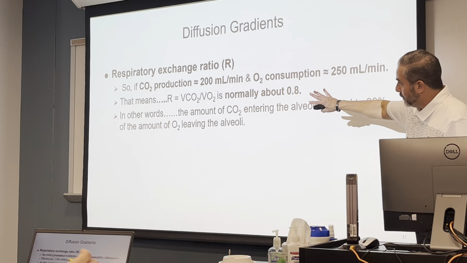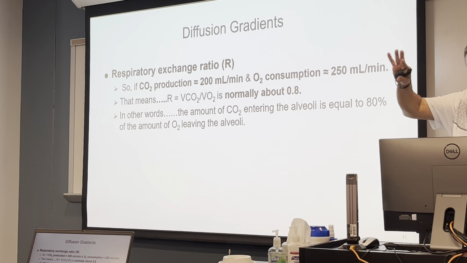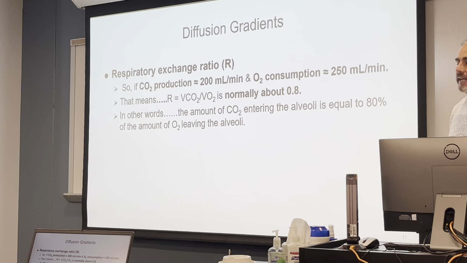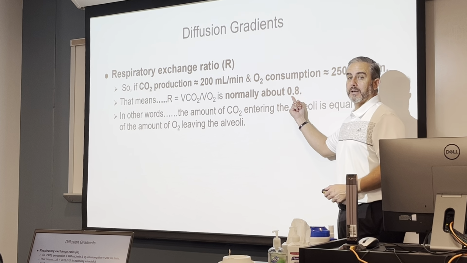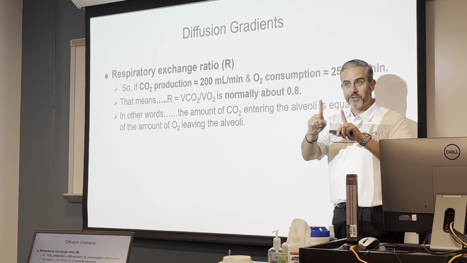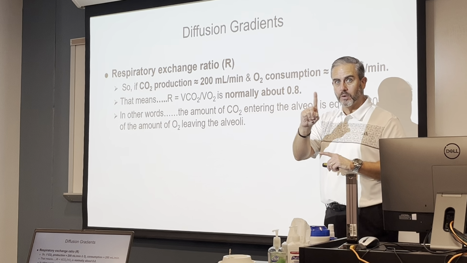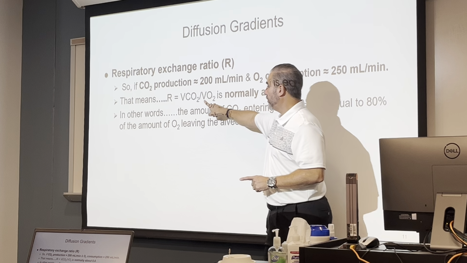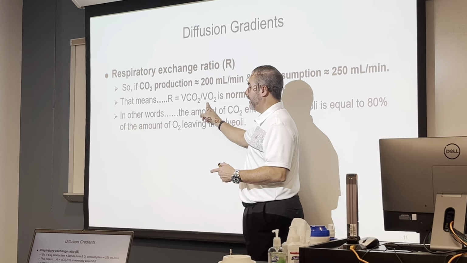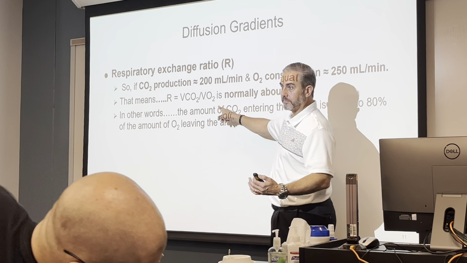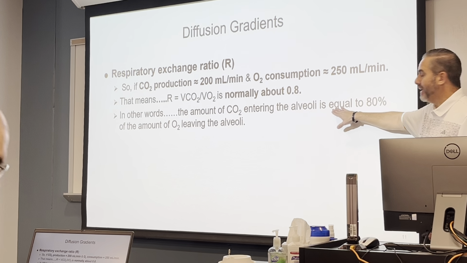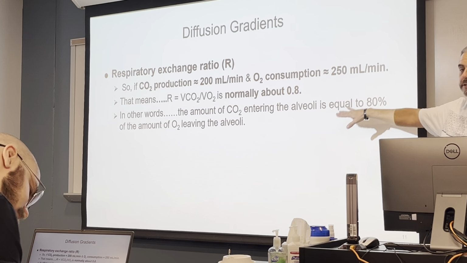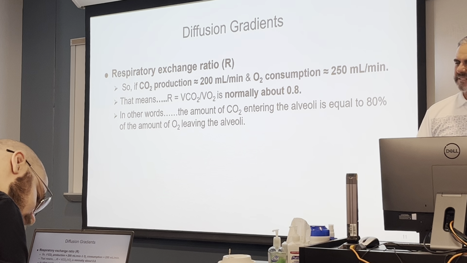So, CO2 production is around 200 mLs, and oxygen consumption is around 250 mLs. It's an approximate number, but that's okay. That means the respiratory exchange ratio is about 0.8. Remember, this is not a 1-to-1 relationship, so the ratio is not 1, it's 0.8. It's the ratio of CO2 production divided by oxygen consumption. Normally around 0.8, which means the amount of CO2 entering the alveoli is about 80% of the amount of oxygen leaving the alveoli.